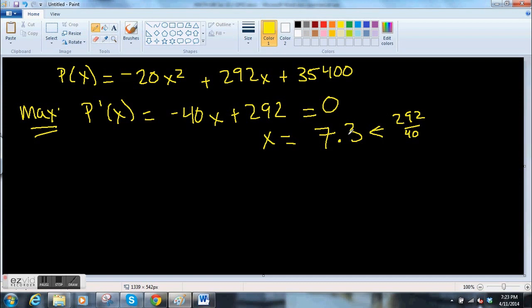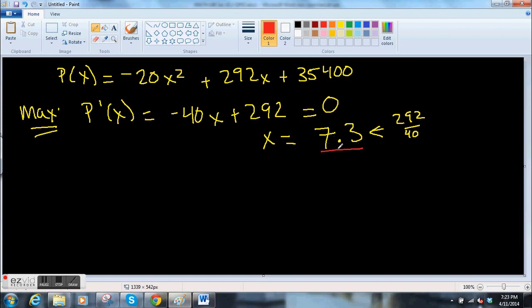Okay. Because this is an application, we can't have 7.3 units vacant. We have to have either 7 units vacant or 8 units vacant, unless you're renting a little bit to a very large rat, which is unpleasant to think about.